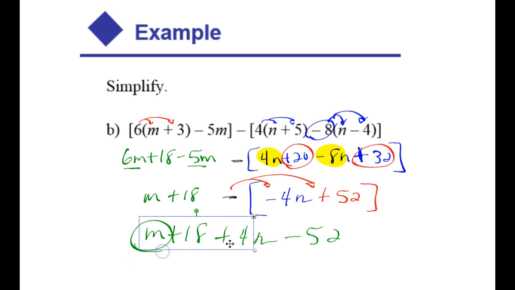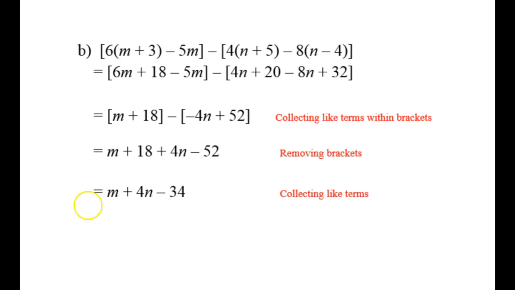So I'm going to take care of my, oops, those are not like terms. That's an m and an n. So I think I have to leave it. M plus 4n, and then the last thing that I can do is 18 take away 52. Signs are different. Subtract, keep the sign of the larger. There it is. M plus 4n minus 34.